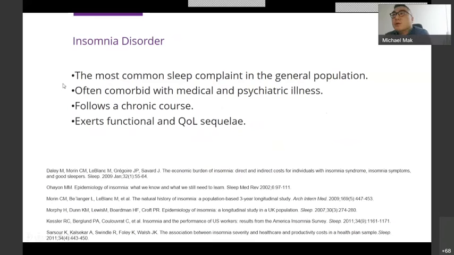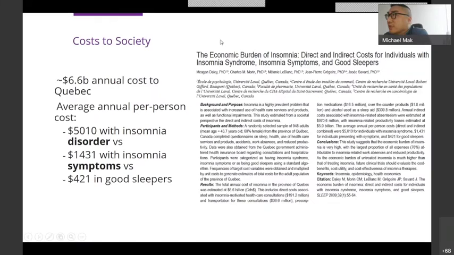Insomnia is often comorbid with medical and psychiatric illness and exerts a significant functional and quality of life sequelae. This is a nice study out of Laval University where they looked at the cost to society. How much does insomnia cost society? And they looked at direct costs, right? Like if a patient has problems falling asleep or staying asleep and they go to the doctors, how much is the government paying the doctors to see these patients with insomnia? How much are the patients directly paying for medications or therapy that treats insomnia?